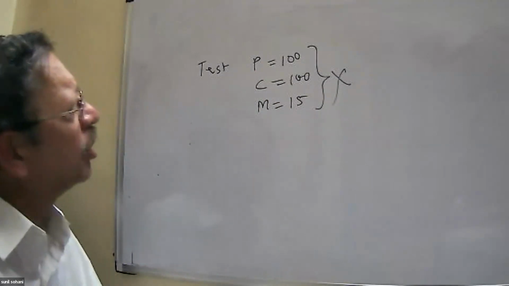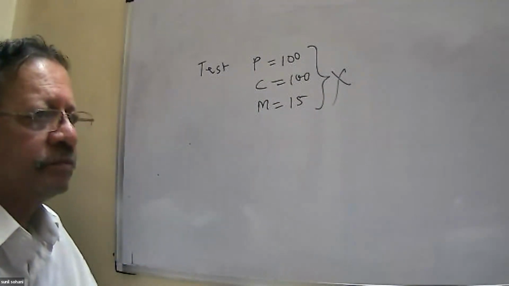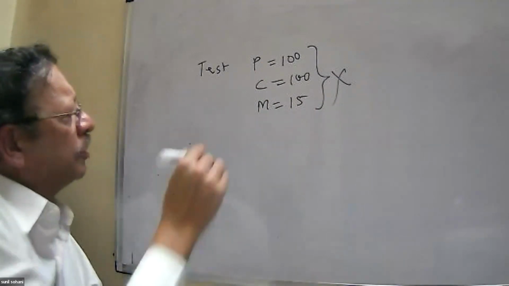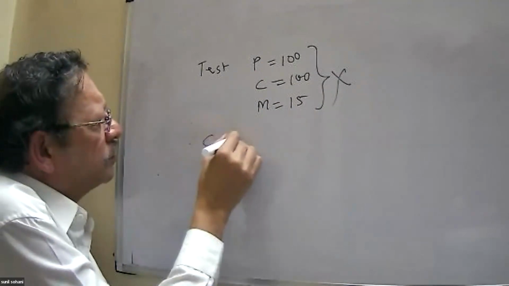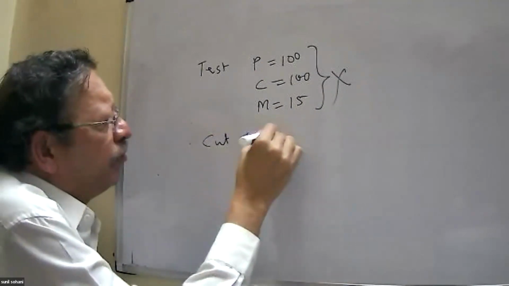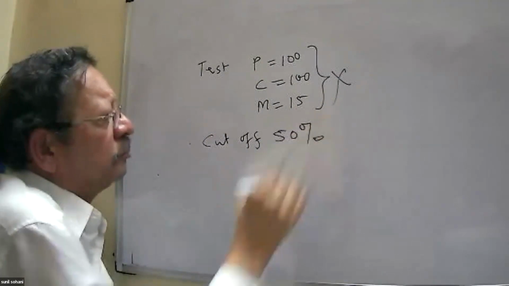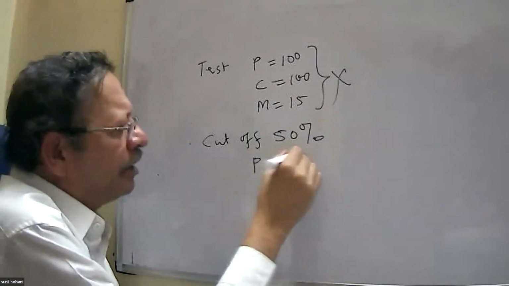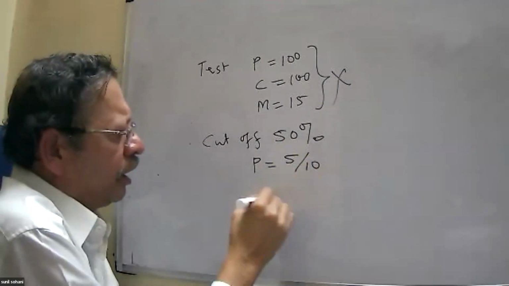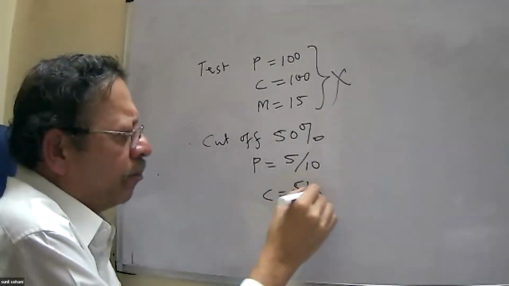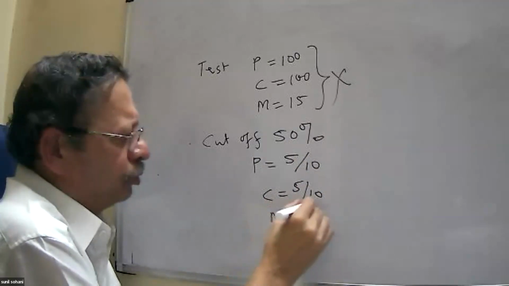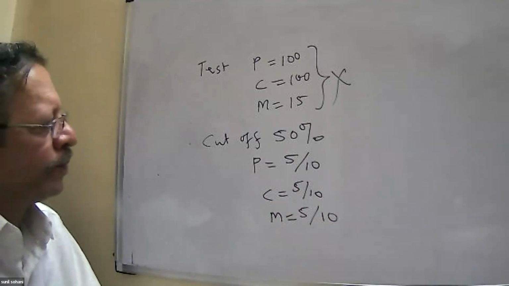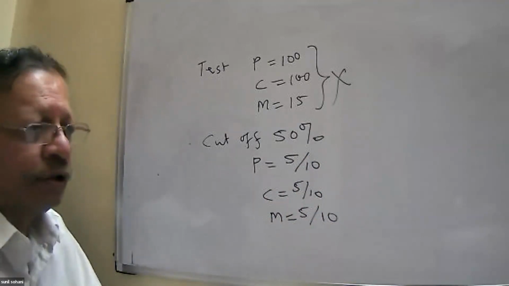Nobody is asking you to score 100 in each subject. What I am trying to tell you here is, the cutoff point is you have to get 50% score. That means in physics, you need to get at least 5 questions right out of 10. Chemistry 5 out of 10. Maths 5 out of 10. And you are through. This is the first shortcut to crack the test.